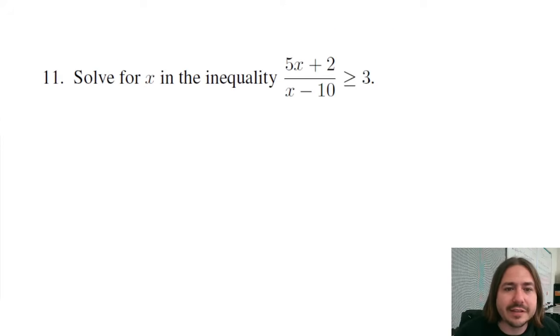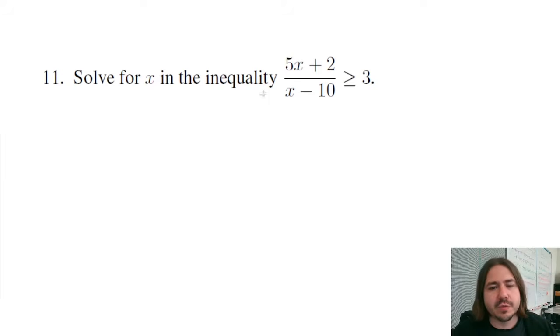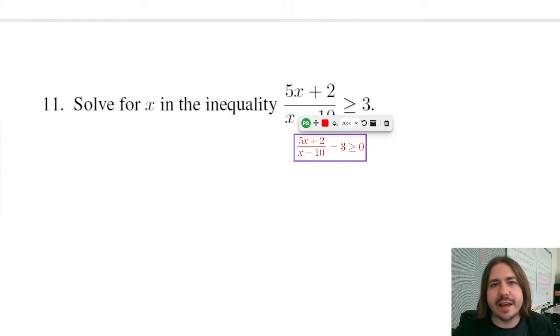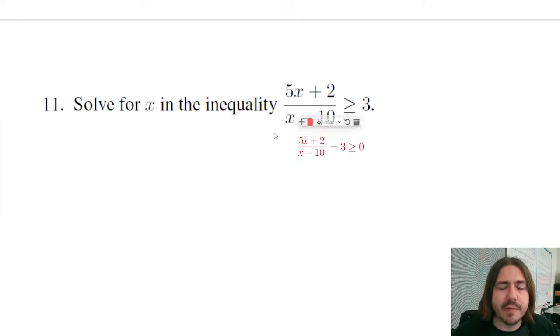Number 11 says solve for x in the inequality (5x plus 2) divided by (x minus 10) is greater than or equal to 3. So the first thing we want to do is subtract 3 on both sides of the inequality. Now we need to find a common denominator so that we can combine these two fractions. So the common denominator is going to be x minus 10, and we'll multiply that second term by (x minus 10) over (x minus 10).